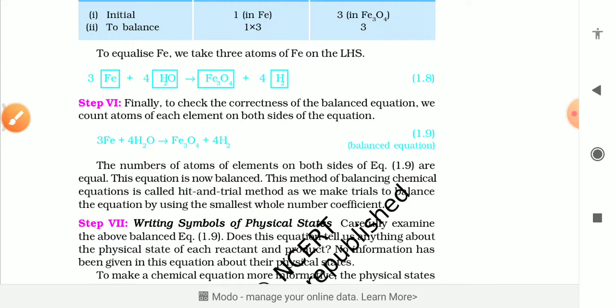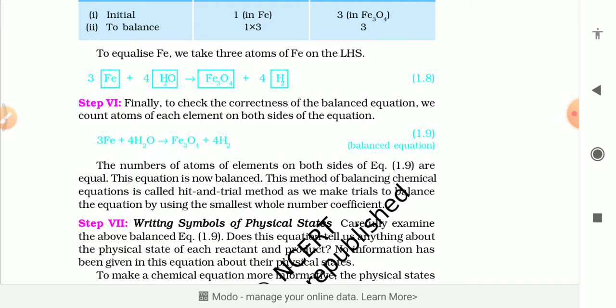Okay, it's clear that we have balanced the equation. Now this equation is totally balanced, meaning the number of atoms is equal on both sides, reactants and products. Now how will you make this equation more informative? Yes, in this equation we have balanced and arranged the total numbers on both sides.